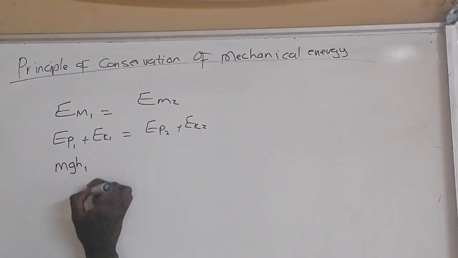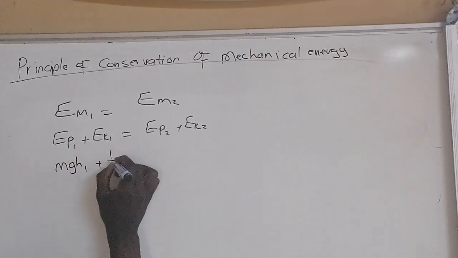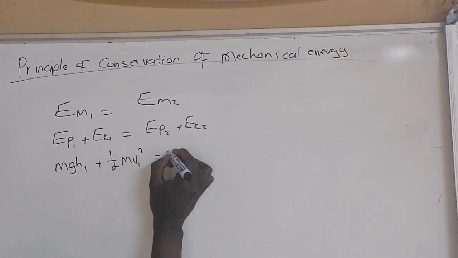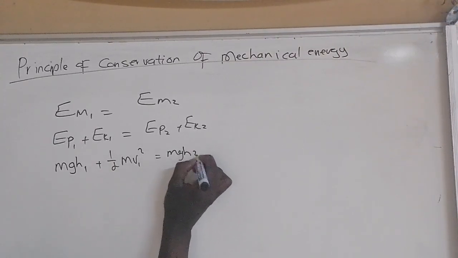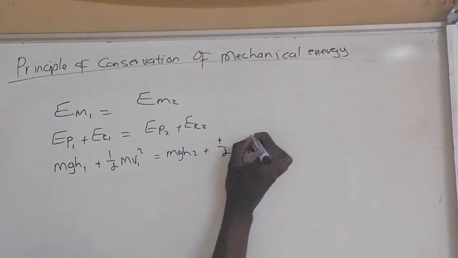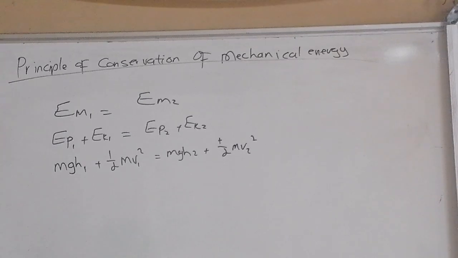So we write mgh1 plus half mv1 squared equals mgh2 plus half mv2 squared. All right, now this formula is used to calculate the velocity. Mostly they ask you to calculate the velocity of whatever object they are discussing in that scenario.